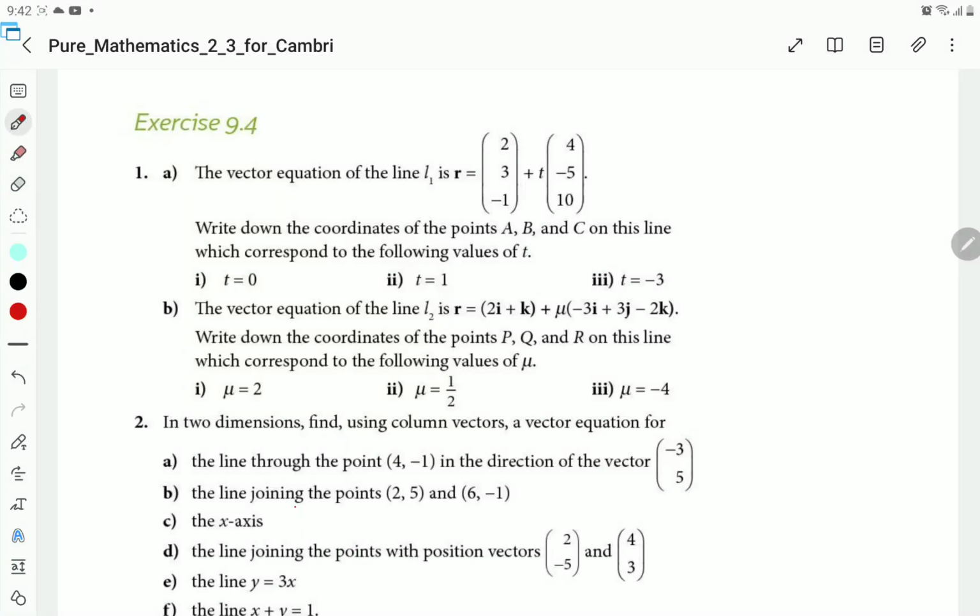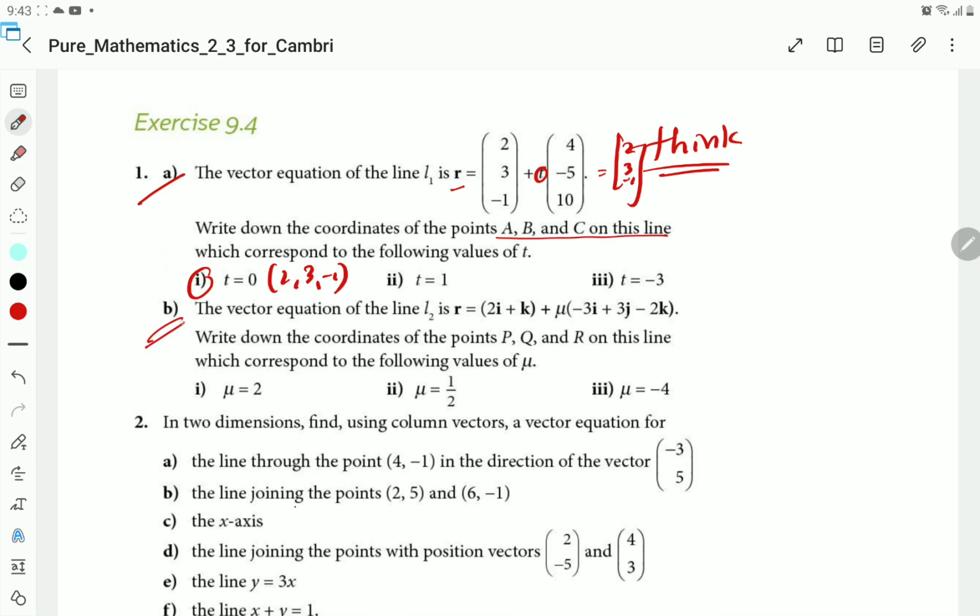Go over to the thinking process and how must we think and approach different problems. Number 1A, the vector equation. So you have the vector equation here. Write down the coordinates of the points A, B, and C on the line, which correspond to the following values of t. So what you need to do to answer this kind of question is just plug in the t here. So if t is 0, then this will be equal to 2, 3, negative 1. So the answer here is 2, 3, negative 1.